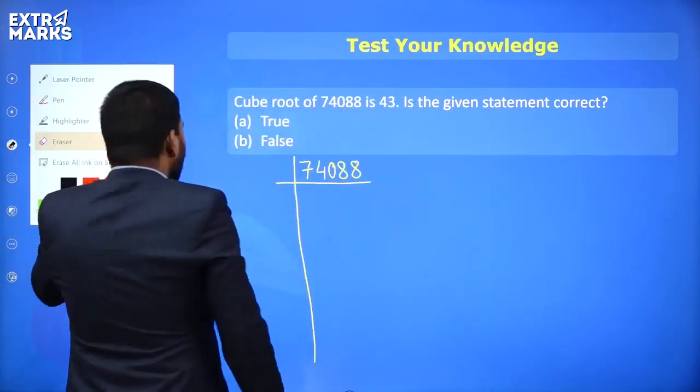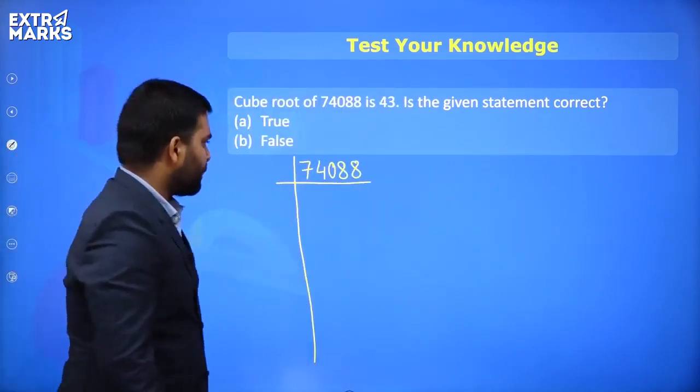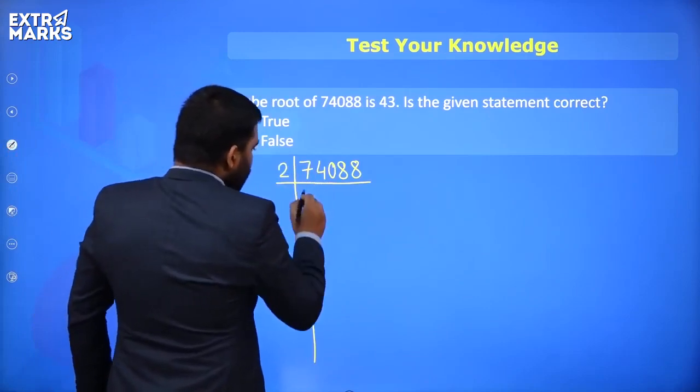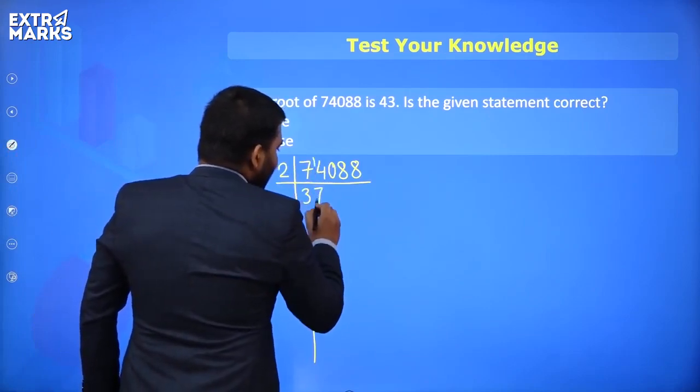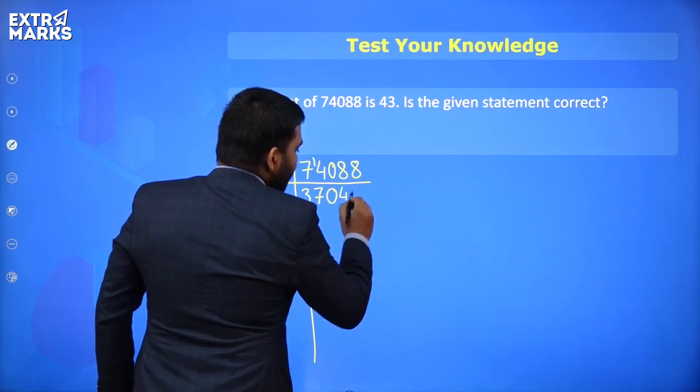But now we are trying to find out the cube root of this number. So now see. 2 3s are 6, 2 7s are 14, 0, 2 4s are 8 and 2 4s are 8.